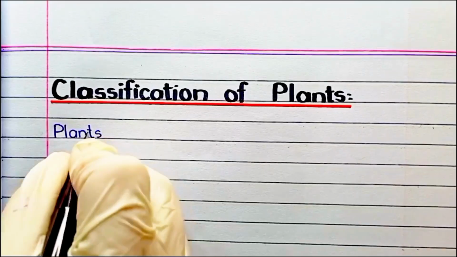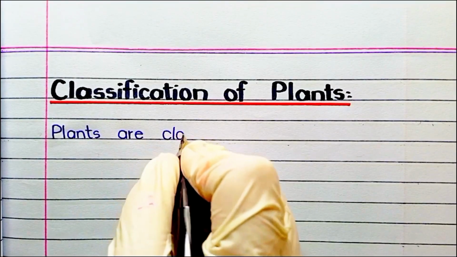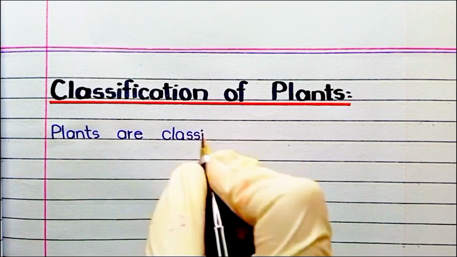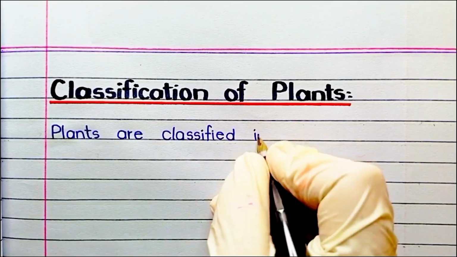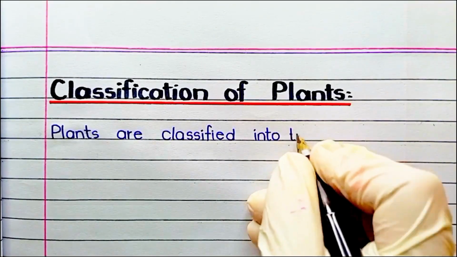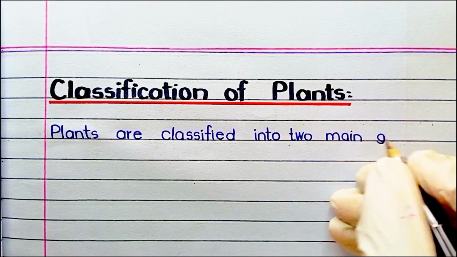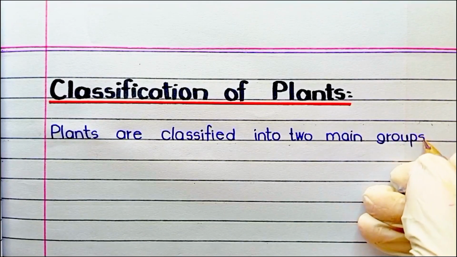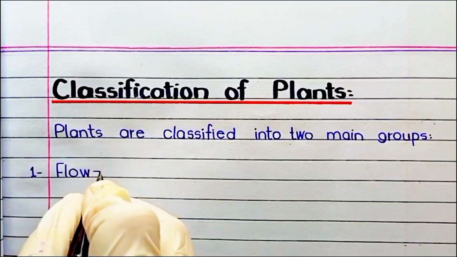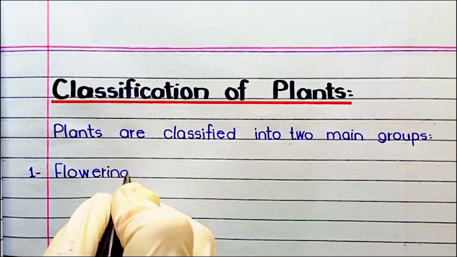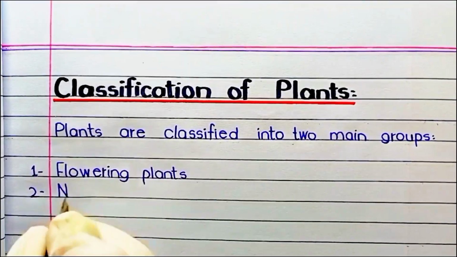So let's start. Plants are classified into two main groups. First is flowering plants. Second, non-flowering plants.